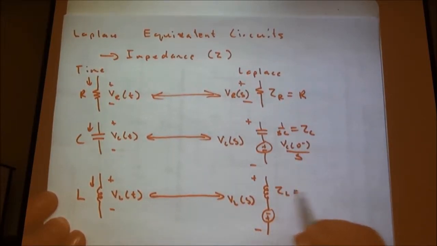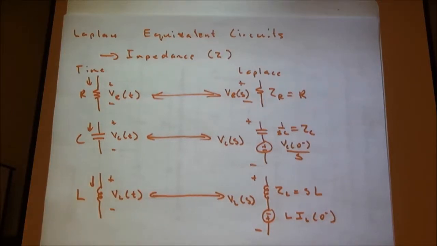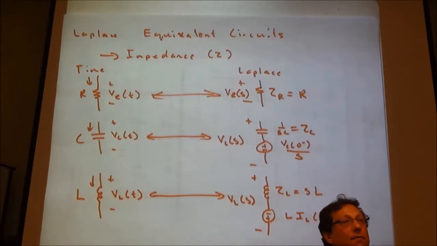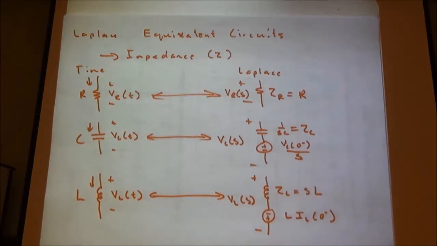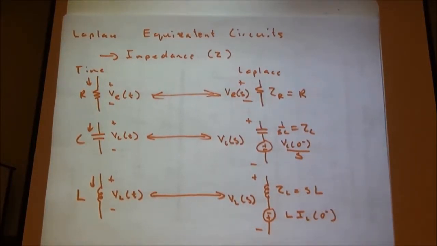And this is ZL equals SL, and then an L·IL(0-). And VC(0-) equals VC(0+). Again, this could be any time. We use 0 frequently as a reference because it's an easy reference. But whatever our initial condition is, if we define it at 100 seconds or 5 minutes or whatever the case may be, it's just the continuity condition for the time you're talking about. So these were our tools that we use in the S domain.